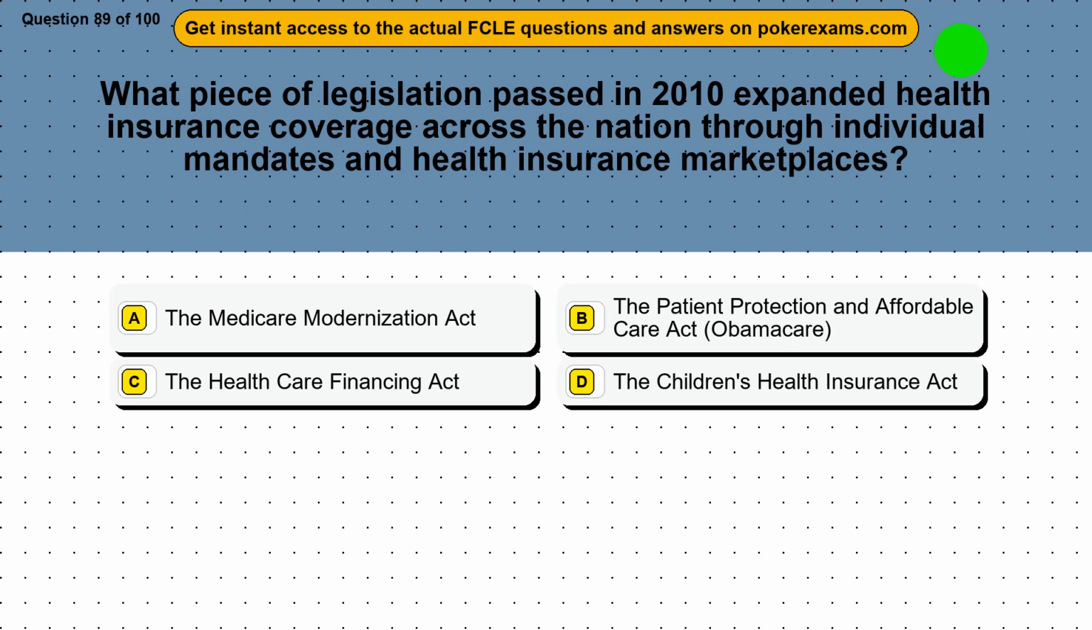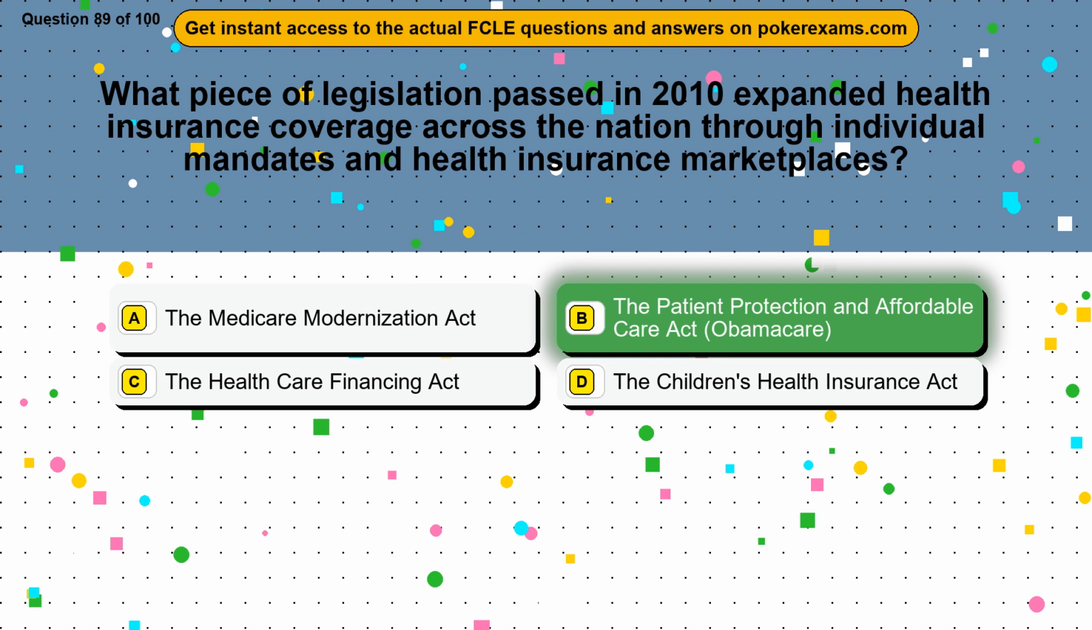Question 89. What piece of legislation passed in 2010 expanded health insurance coverage across the nation through individual mandates and health insurance marketplaces? Option A, the Medicare Modernization Act. Option B, the Patient Protection and Affordable Care Act, Obamacare. Option C, the Health Care Financing Act. Option D, the Children's Health Insurance Act. The correct answer is option B, the Patient Protection and Affordable Care Act, Obamacare.